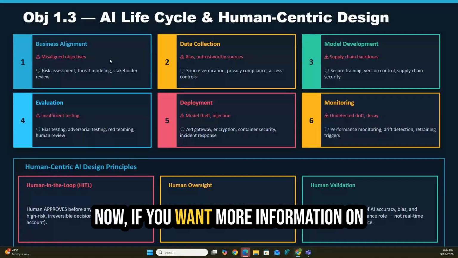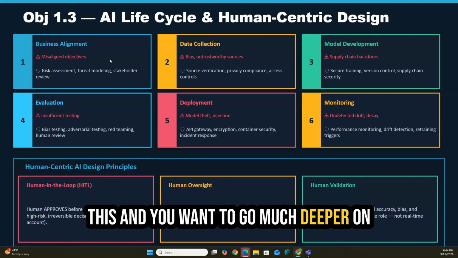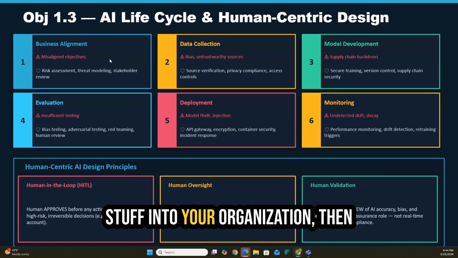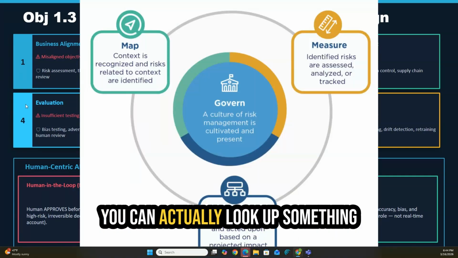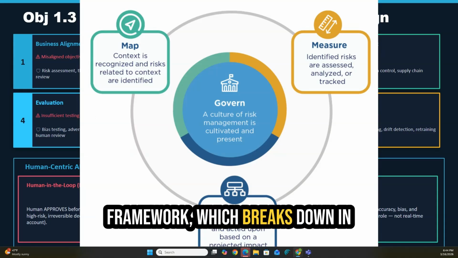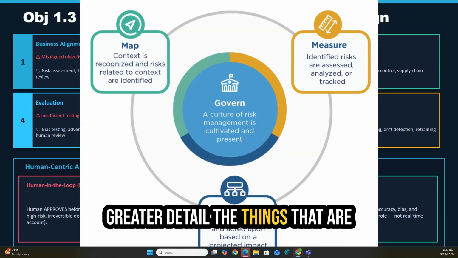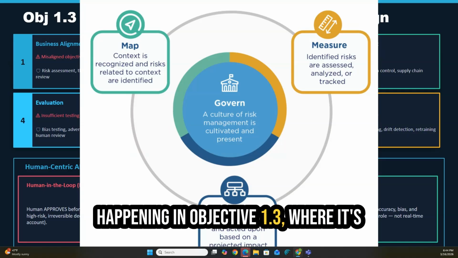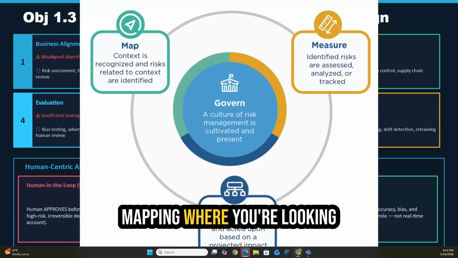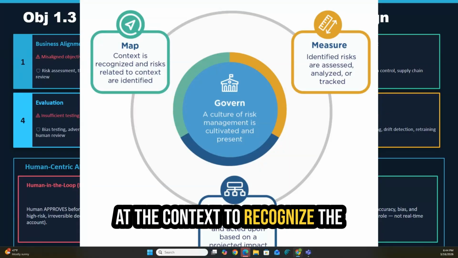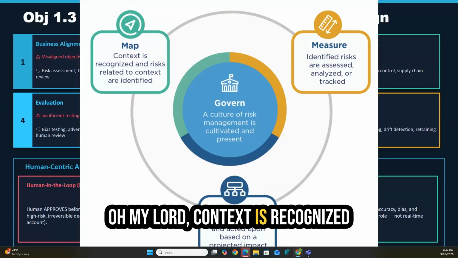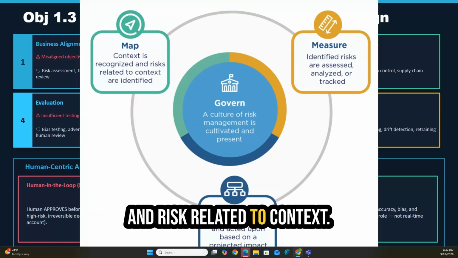Now, if you want more information on this and you want to go much deeper on human in the loop and you're actually thinking about implementing this into your organization, then you can look up something called the NIST AI Risk Management Framework, which breaks down in greater detail the things that are happening in Objective 1.3, where it's talking about mapping the context, to recognize the risk related to the context.